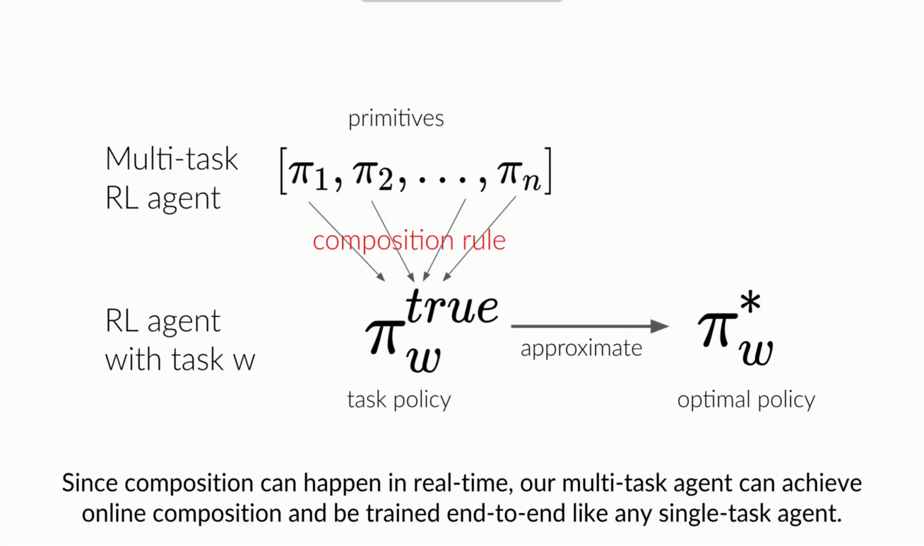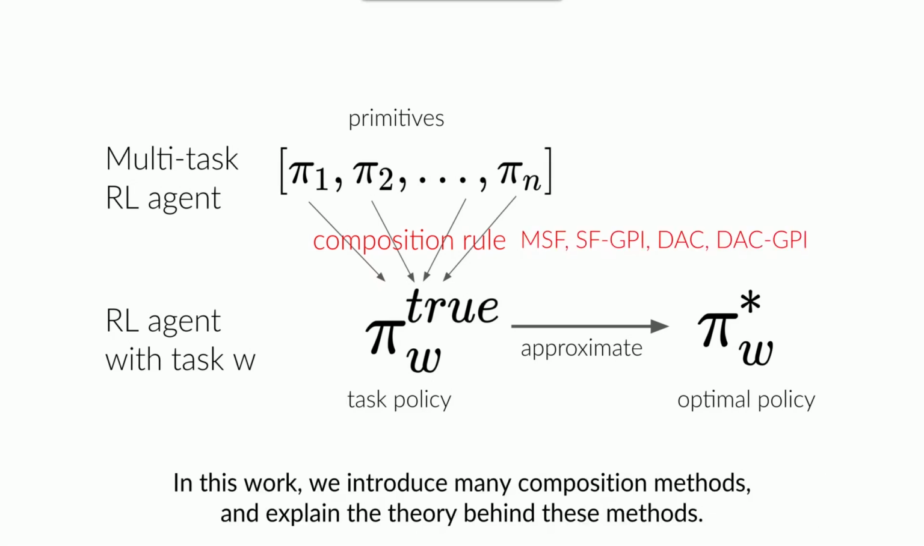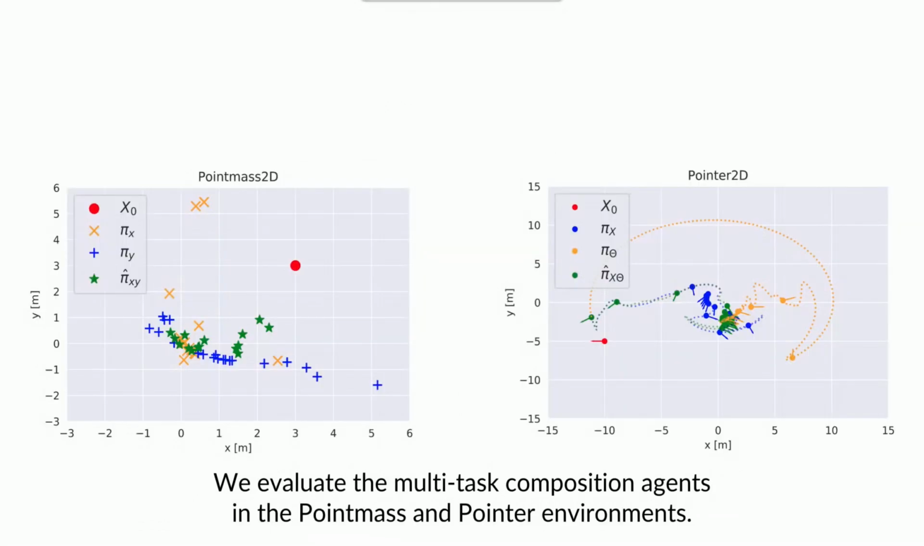Since composition can happen in real time, our multitask agent can achieve online composition and be trained end-to-end like any single task agent. In this work, we introduce many composition methods and explain the theory behind these methods. We evaluate the multitask composition agents in the point mass and pointer environments.